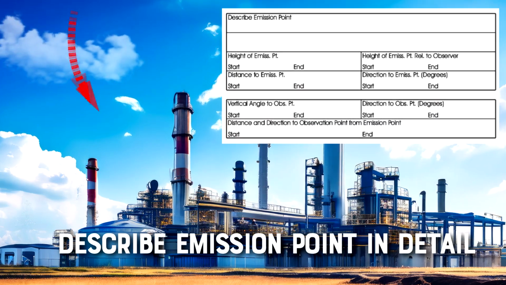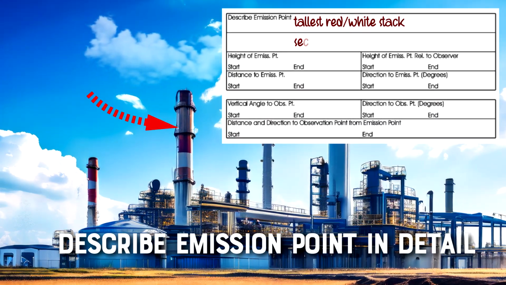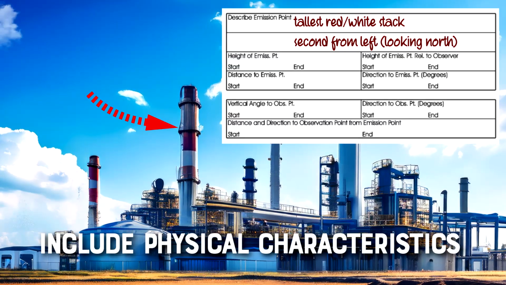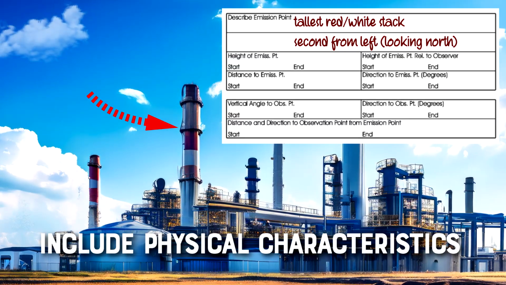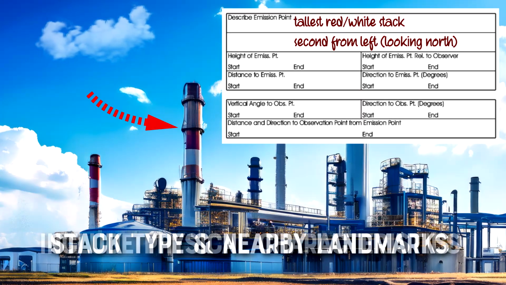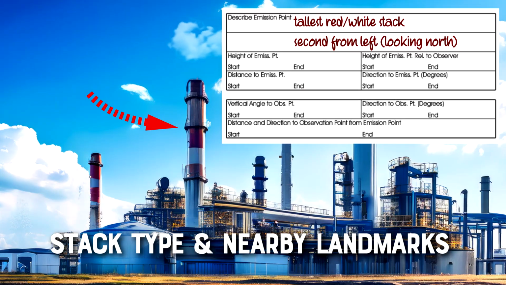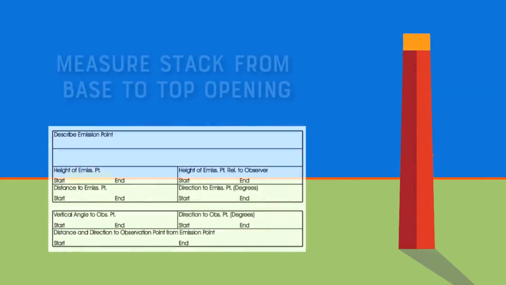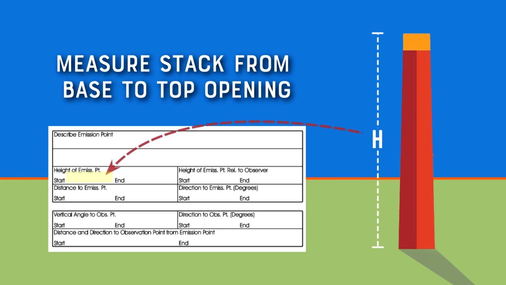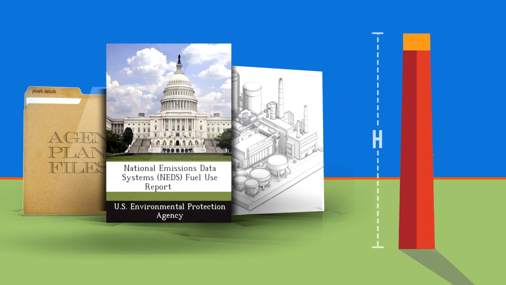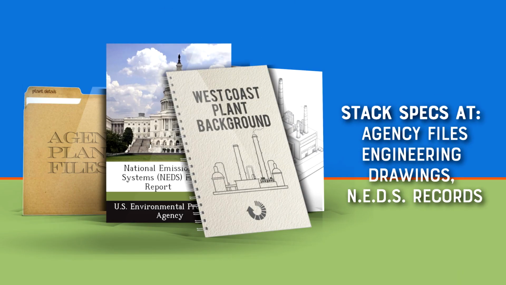Describe the emission point with enough detail to uniquely identify it among other facility sources. Include specific physical characteristics such as the stack type, its visual appearance, and its location within the site, relative to other landmarks. The emission point height is measured from its foundation base. This information is typically found in agency files, engineering drawings, or National Emissions Data System (NEDS) records.